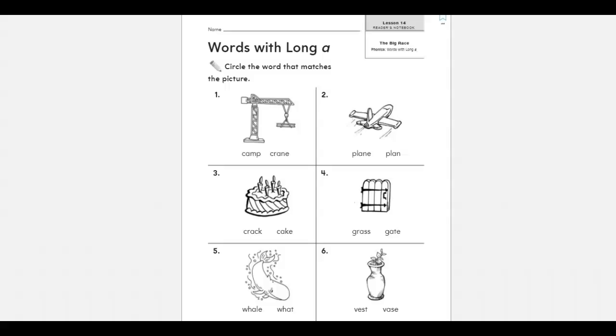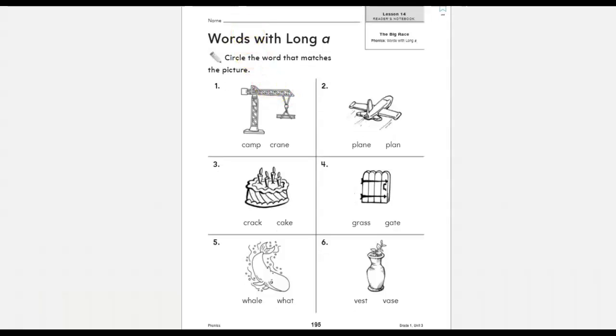To end our lesson today, we are going to be working in our reader's notebook on page 195. So I'll go ahead and circle that page number at the bottom. And if you need to pause the video to go grab your notebook or open to this page number, you can go ahead and pause it now. So this week we are talking about words with the long A. So they say A in them.